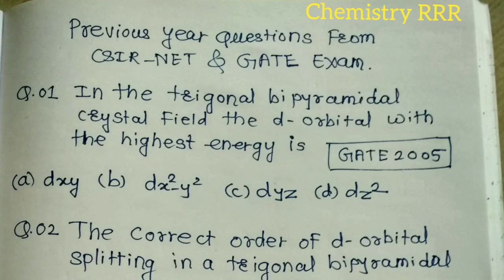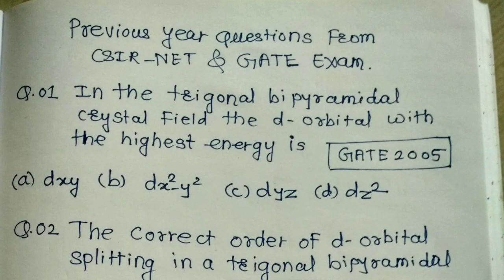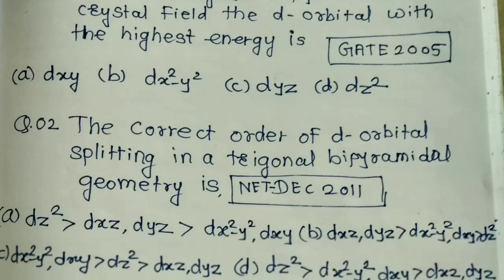Now, today I will discuss a very important trick for the crystal field splitting of the d orbitals for different geometries. Okay. Before discussing the trick, let's see these three questions. In question 1, in the trigonal bipyramidal crystal field, the d orbital with the highest energy is... This question was asked in GATE 2005. We are given four options.